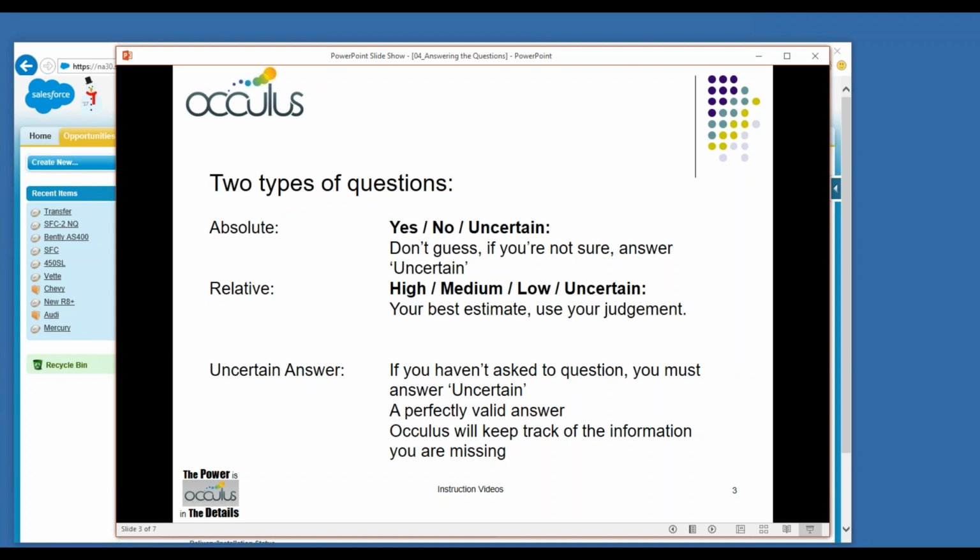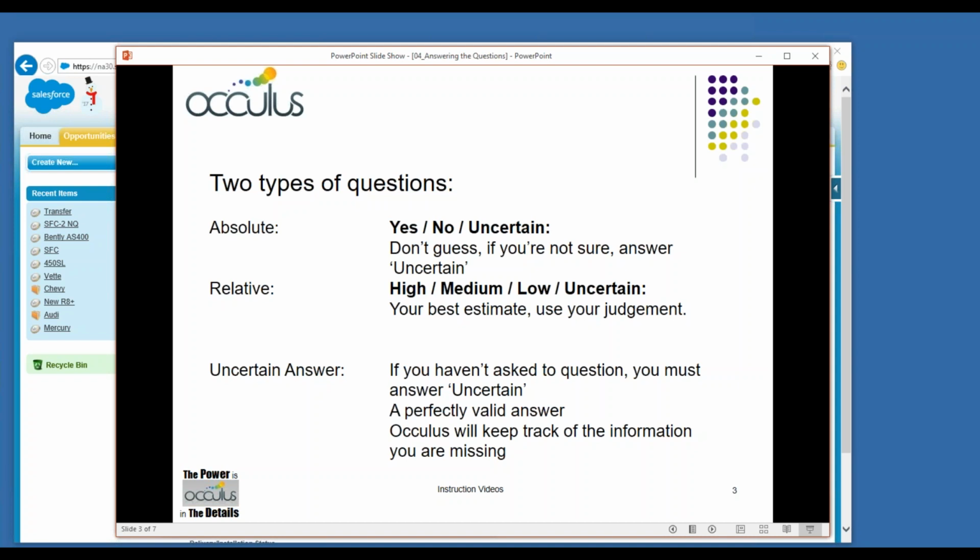Now, an uncertain answer is an important answer. What we find is a lot of people don't like to answer a question uncertain because, for any number of reasons, probably the greatest reason is they don't want their sales manager to see it and have them think that there's a lot about a deal that they're working on that they don't know. And that's absolutely not correct.